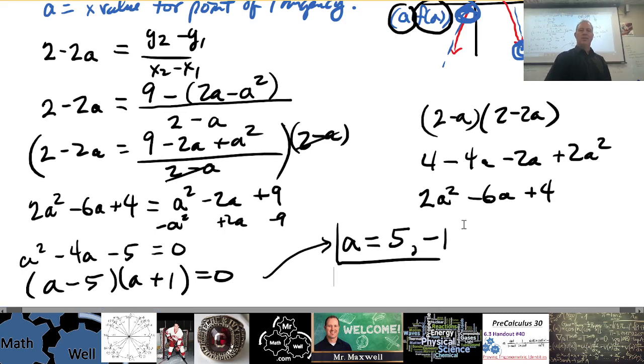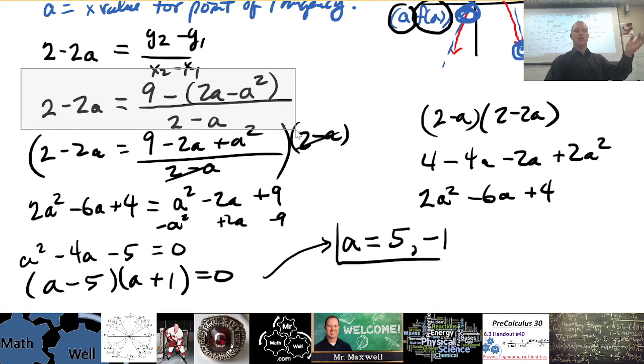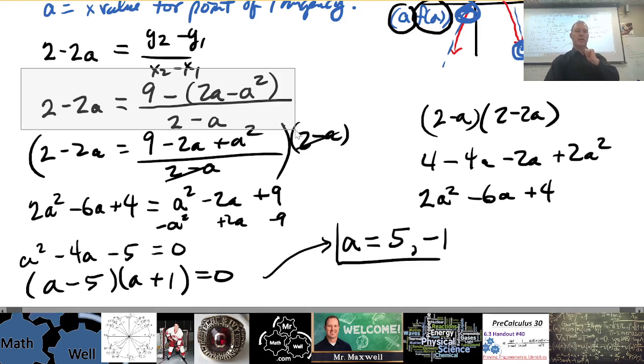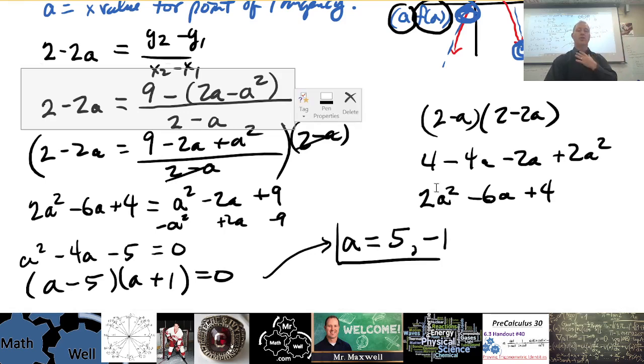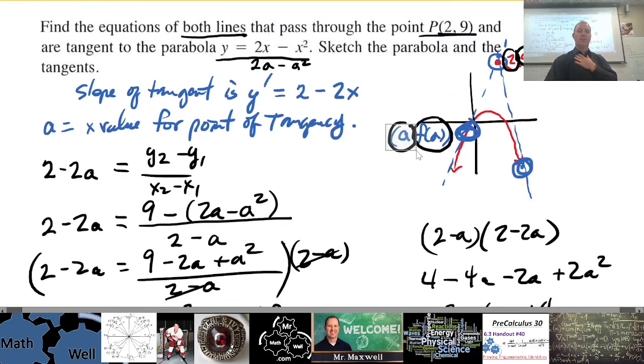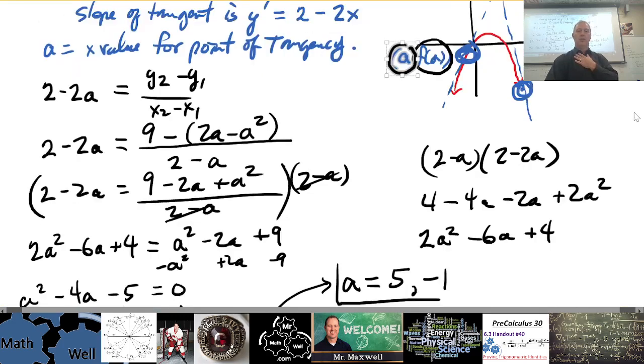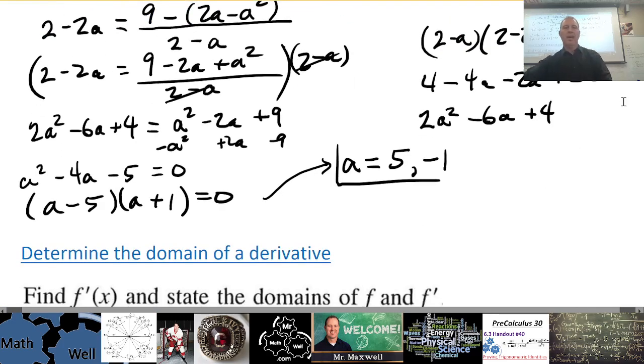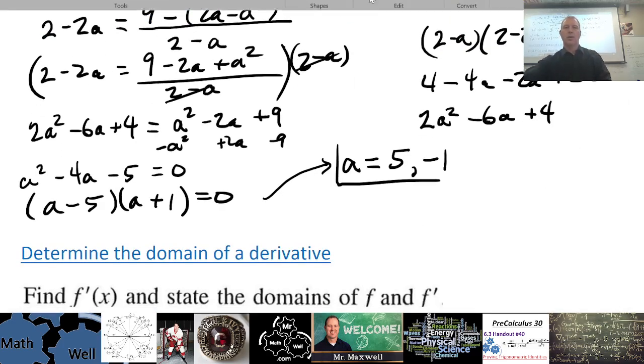So what that means is that in order for all of this to be true, what we set up here, to be consistent left and right side, then a equaling 5 should work, making the left side equal the right side, and a equals negative 1 in there, and the left side should be equal to the right side. And so those are the two solutions for the x values of a.